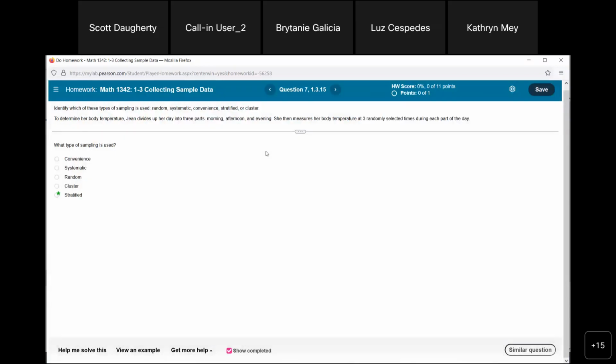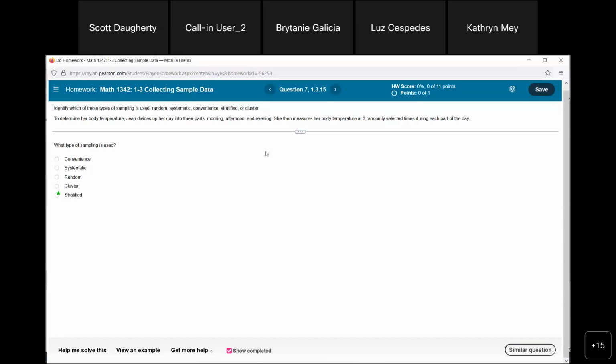Okay, so here's an example of stratified. To determine her body temperature, Jean divides her day up into 3 parts: morning, afternoon, and evening, and then she measures her body temperature at 3 randomly selected times during each part of the day. So she's broken up her day into 3 subgroups: morning, afternoon, and evening, and she's randomly picking 3 from each: 3 in the morning, 3 in the afternoon, and 3 in the evening. So she's stratifying her clusters. So this is stratified.